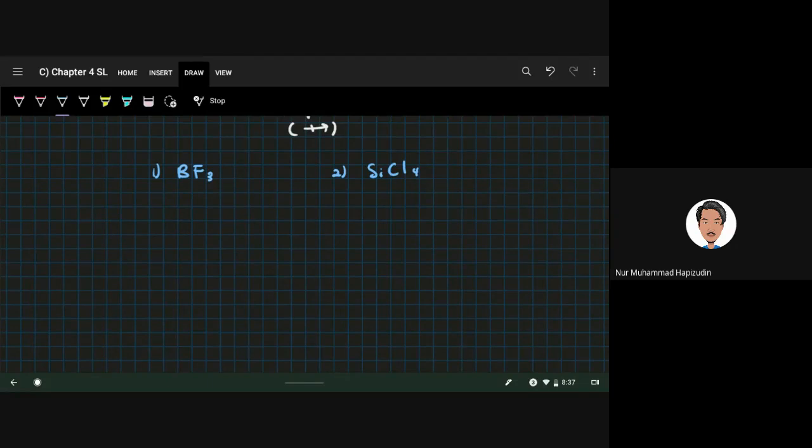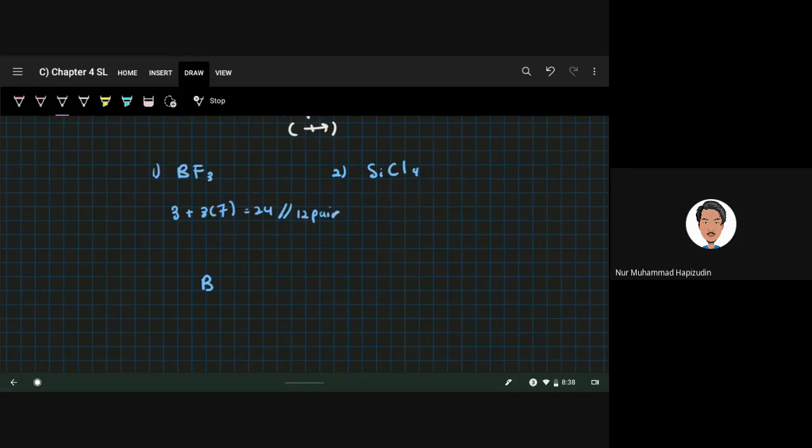Okay, first, how to identify the polarity? You have to draw the Lewis structure. Okay, Lewis structure is very important. If you cannot draw the Lewis structure, you cannot determine the shape of the molecule. So B, boron is group 3, 3 valence electrons, 3 plus 21, so 24 semua. Or have 12 pairs.